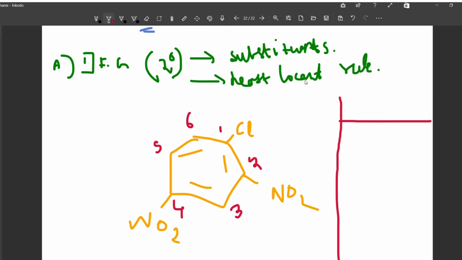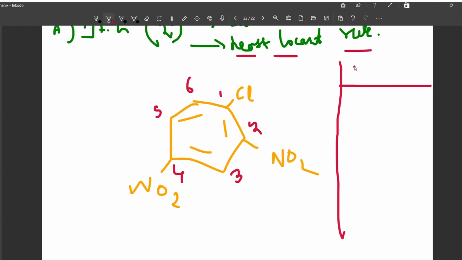So what is our aim? To get the least locant number possible for each substituent. So this will be chlorine, and these will be the numbers for NO2, right? So I'll just abbreviate as chlorine, NO2, and NO2. Chlorine possesses the position number 1 here, NO2 has 2, and the other NO2 has 4. So that's our first case.